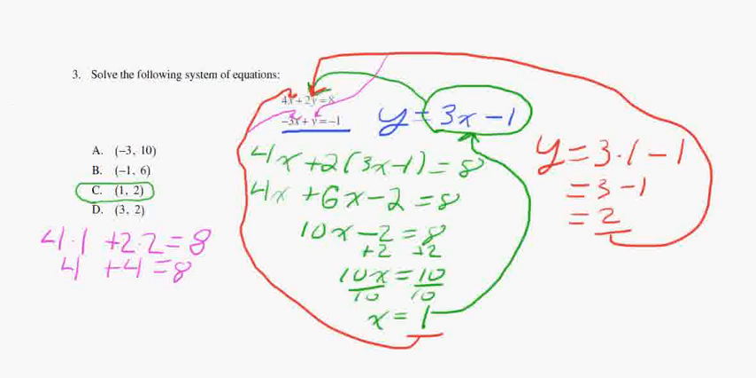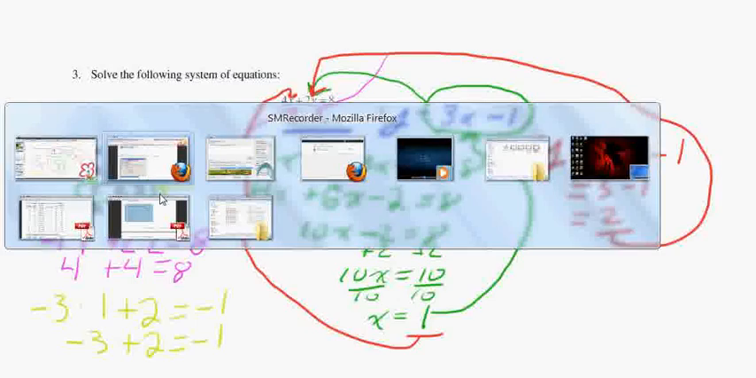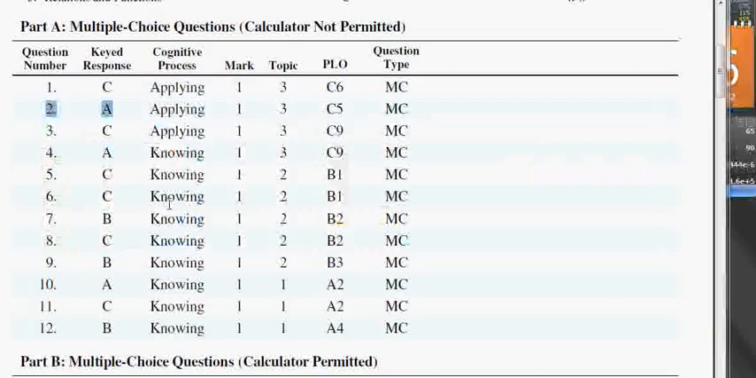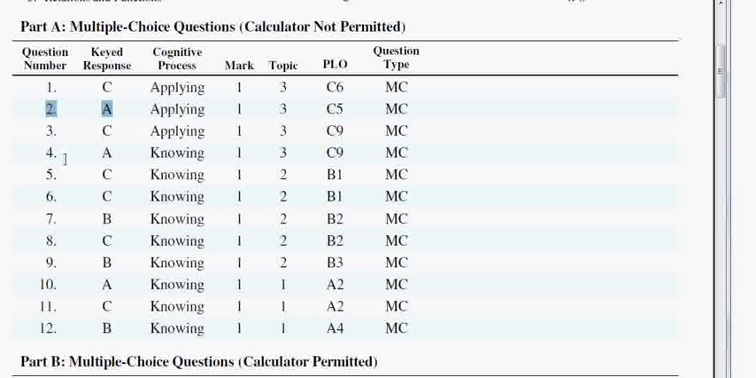I'll do that in a different color. I like my colors. As most of you know in class, I try to always switch colors around. So, substitution: negative 3 times 1 plus 2, and this is supposed to equal negative 1. Well, negative 3 times 1 is negative 3, add that to 2, and that equals negative 1. So, 1 and 2 work for both equations, so the answer is actually C. And we'll check our answer book. There it is. And yes, it is C.